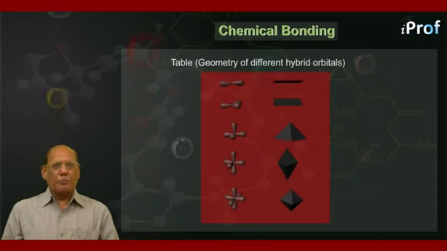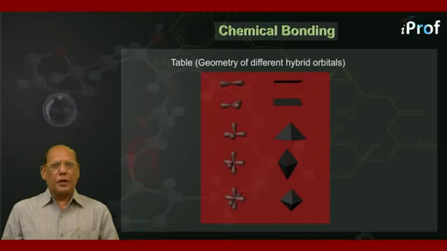For sp3 hybridization, four sp3 hybrid orbitals are formed, which are directed towards the four corners of a regular tetrahedron. The angle between the two hybrid orbitals is the tetrahedral angle of 109.5 degrees.